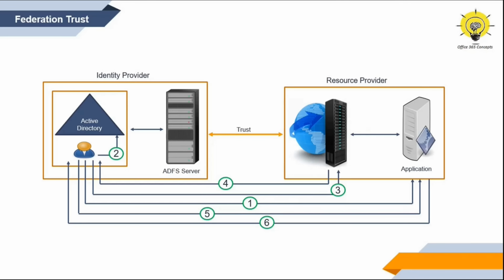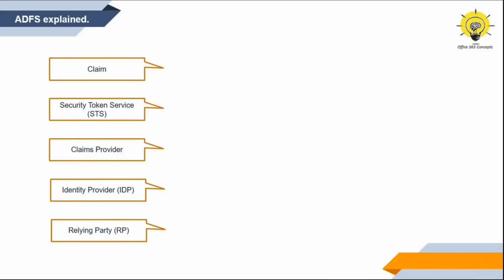Now let's understand few terms that I will be using throughout this series. What is claim? A claim is a piece of identity information. It could be display name, email address, or department. All these Active Directory attributes are called claims in ADFS. Security Token Service or STS issues the tokens to the authenticated users.